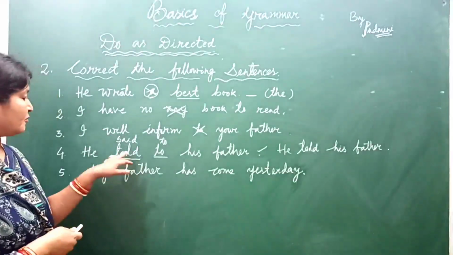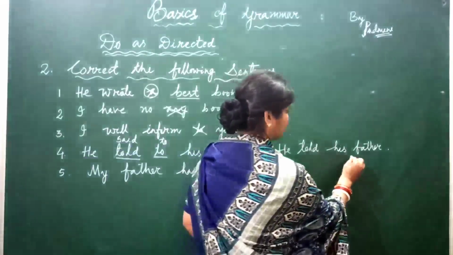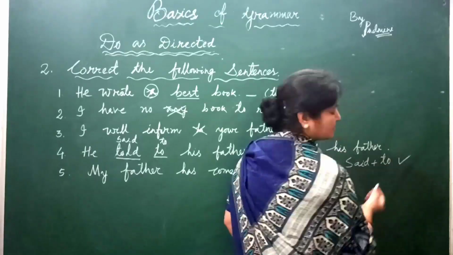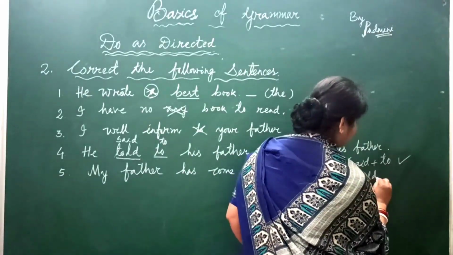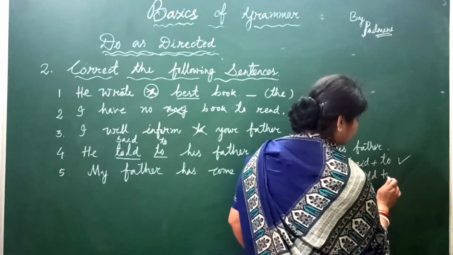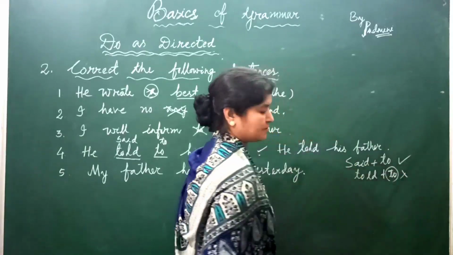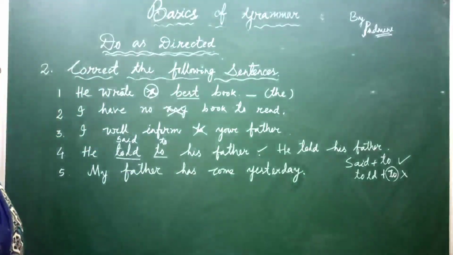Always remember, with "said", you must use "to". "Said to", said plus to is the correct answer, always. But when we are using "told", told plus to is wrong. We should not use "to". Okay? Understood? Then the last one.